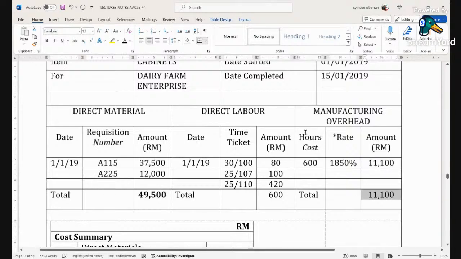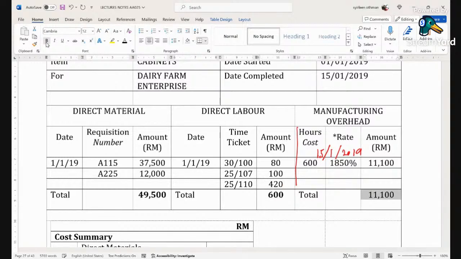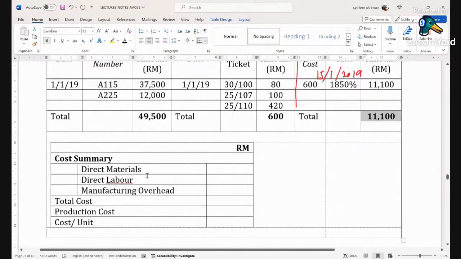Okay, so actually there's one more column here which is the date. So kalau orang tanya bila tarikh untuk kira manufacturing overhead, the date will be the date of completion lah. So dia akan jadi 15 Januari 2019. Okay, so there's another column here. Alright, so you dah ada ni total untuk direct material, and then total untuk direct labor, and then total untuk manufacturing overhead. Okay, so the cost summary.